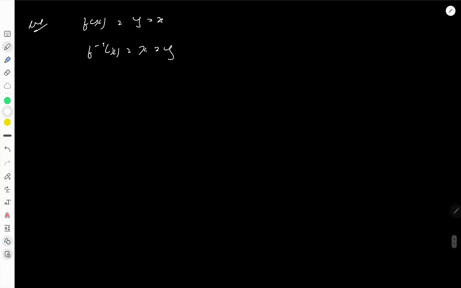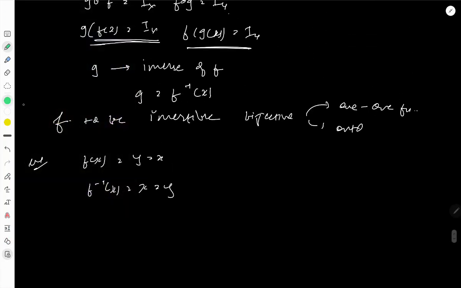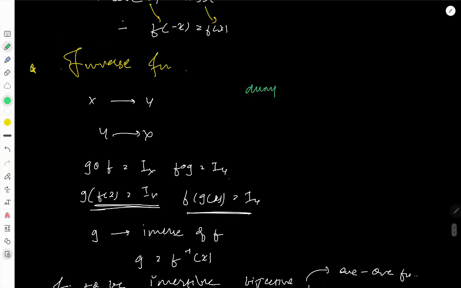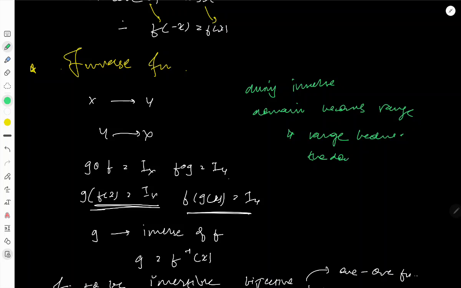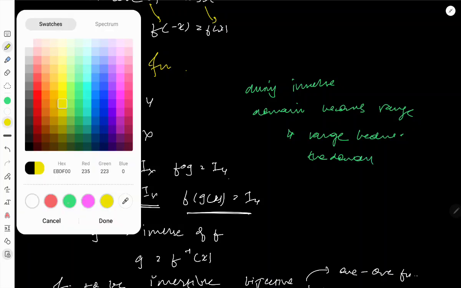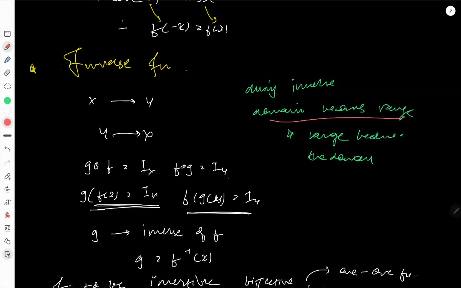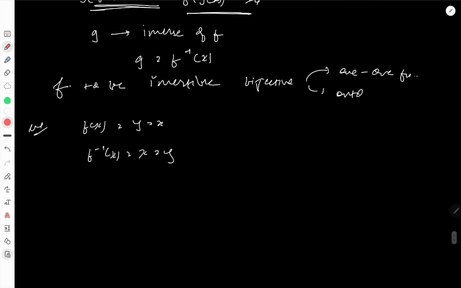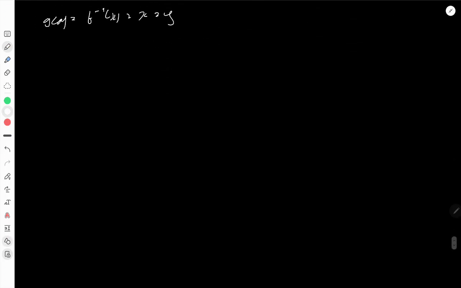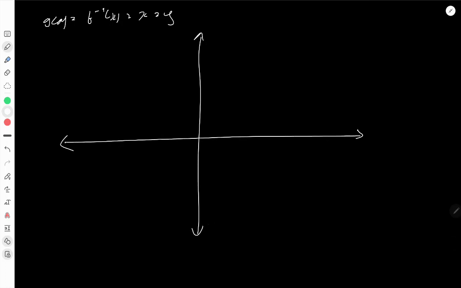Now, another important thing is that during inverse, domain becomes the range and range becomes the domain. So I'll make two separate underlines. Domain becomes range and range becomes the domain. So let me define this function as g of x, and now let us draw the graph of these two functions to actually understand what is happening.